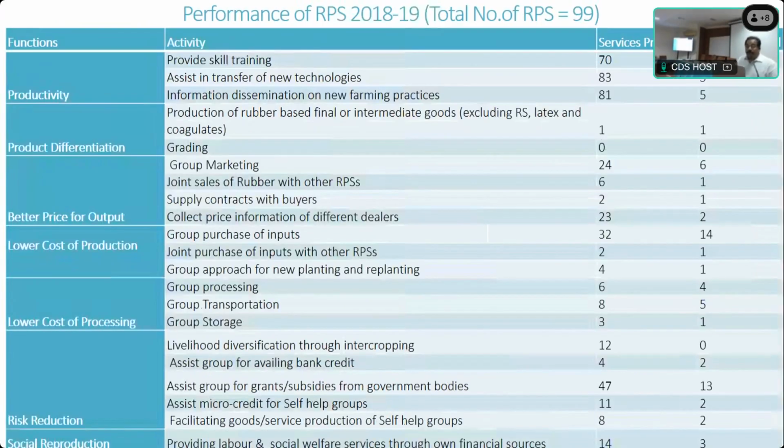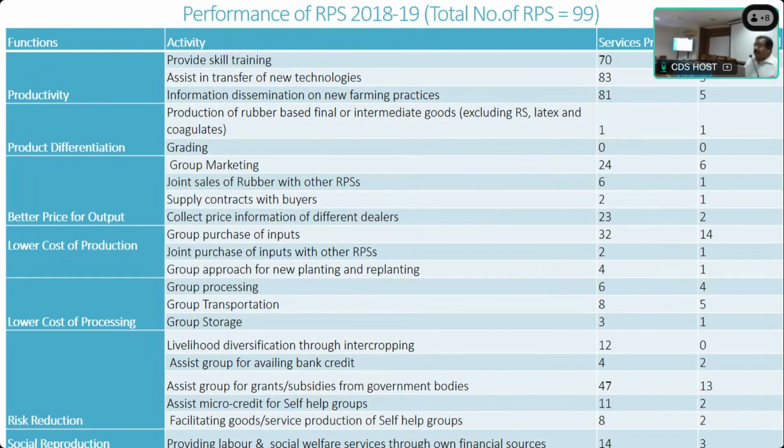Now, those set of activities which I have mentioned in terms of function, if you look at the types of activities that they have done, we can see the following. For instance, on productivity, a survey was done for 99 rubber producer societies, and we divided the set of activities that we surveyed into the functions that we had planned. For instance, providing skill training is one of the productivity-increasing activities. Assisting in transfer of new technology is another way of increasing productivity. Information dissemination of new farming techniques is another.